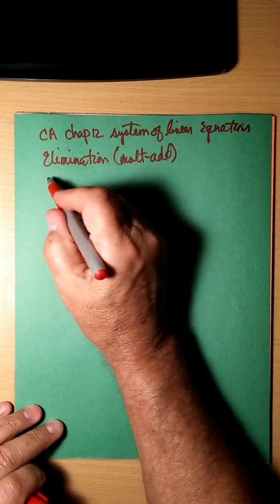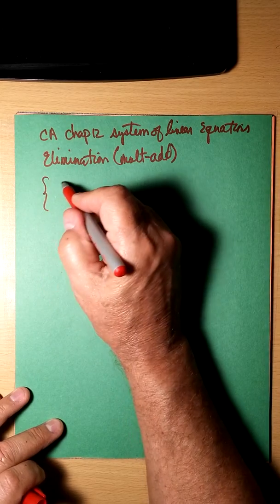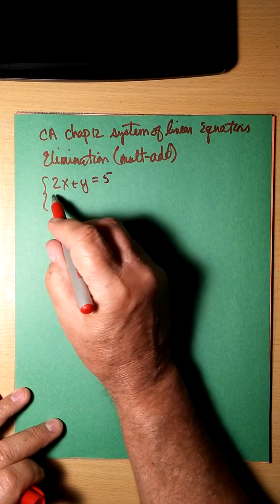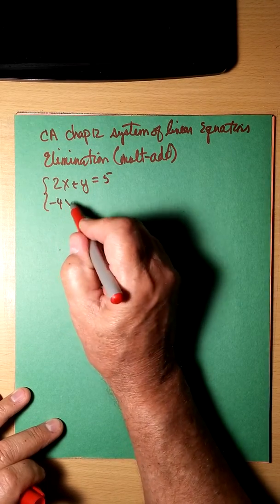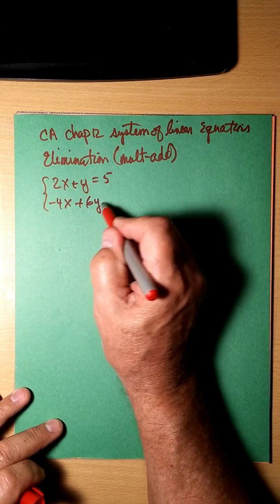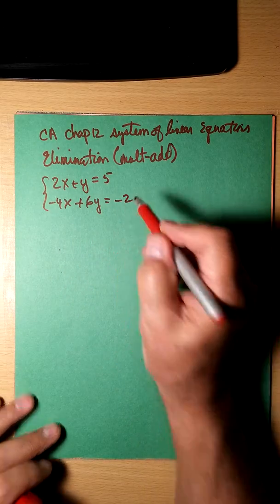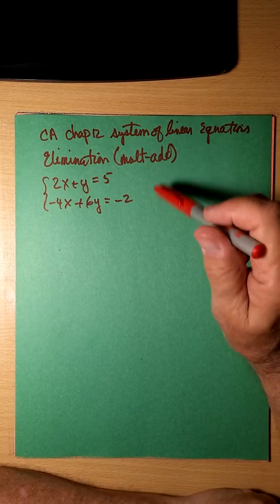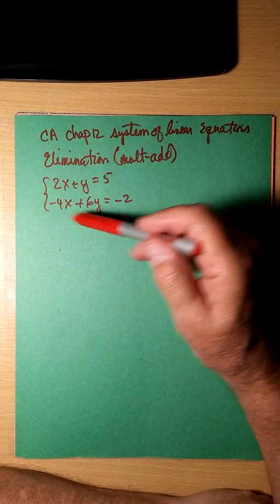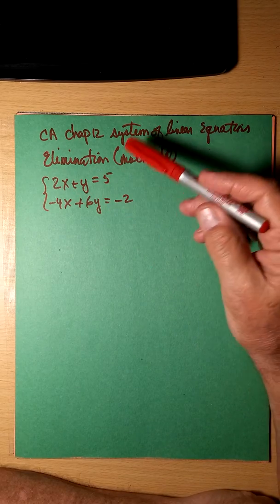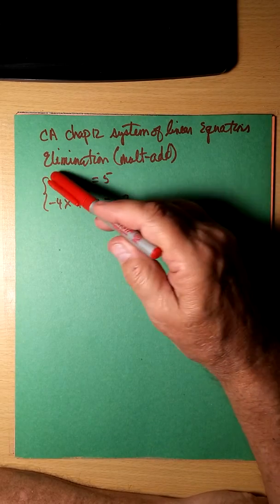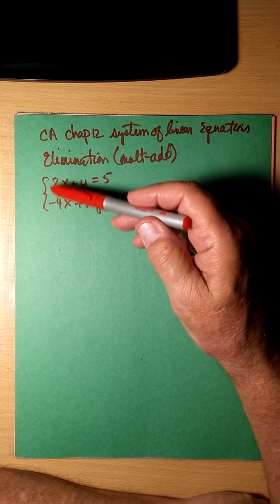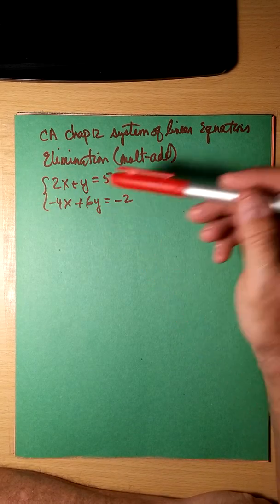Let's use that same system: 2x plus y equals 5, and negative 4x plus 6y equals negative 2. For elimination, the first thing you do is decide, do I want to get rid of the x or the y? If you choose x, you need to make sure the coefficients are the same but with opposite signs.